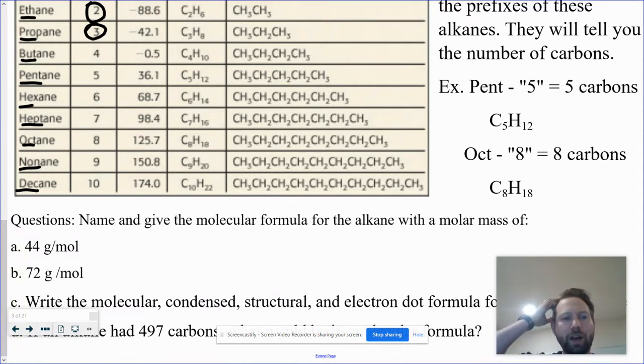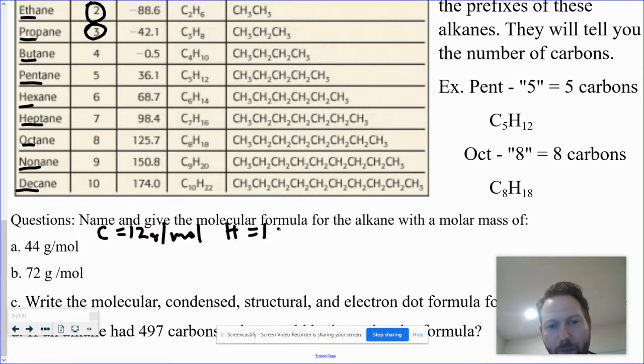All right, so name and give the molecular formula for the alkane with the molar mass of 44 grams per mole. This is an example here. For 44 grams per mole, you would say, well, if carbon is 12 grams per mole and hydrogen is roughly 1 gram per mole, which alkane would be 44?